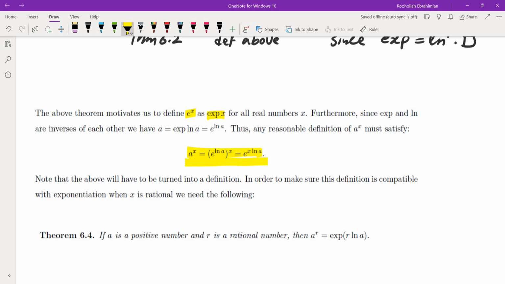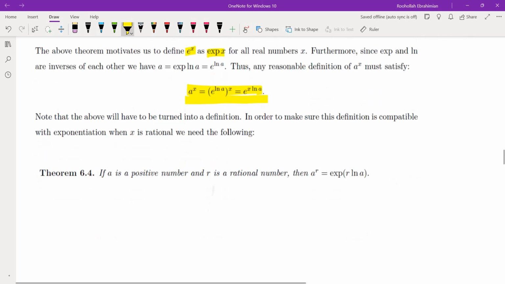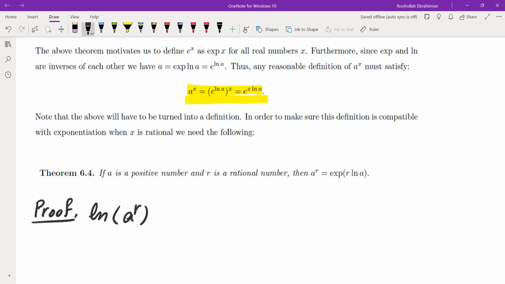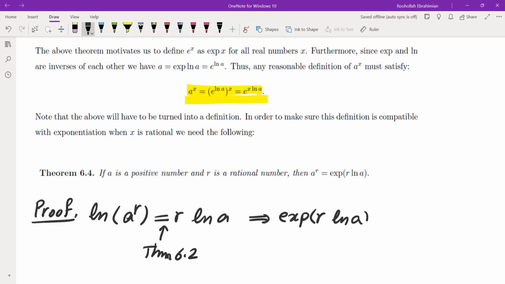In order to make sure this definition is compatible with exponentiation when x is a rational number, we need the following. So if I define a to the power of x as e to the power of x natural log of a, I would have to first check that this is in fact true for rational exponents. And this is also not very difficult to prove. A to the power of r is equal to exp of this. I'm just going to do the natural log of a to the power of r. This is r natural log of a. This is theorem 6.2, the one that we just proved earlier. And that's why if you do exp of r natural log of a, you get a to the power of r. And that's exactly what we wanted to do.